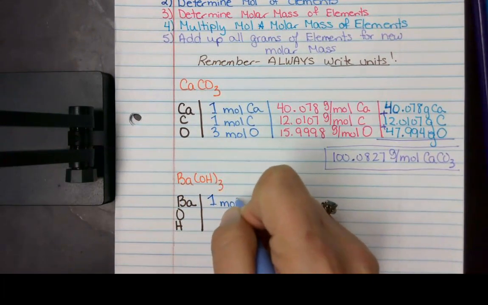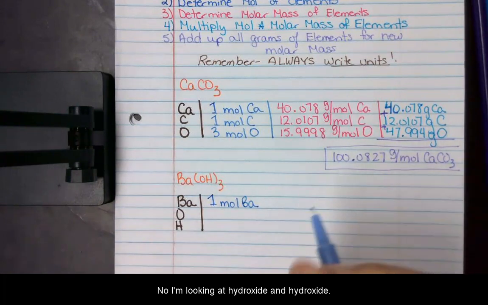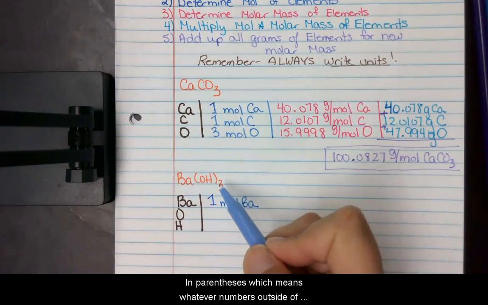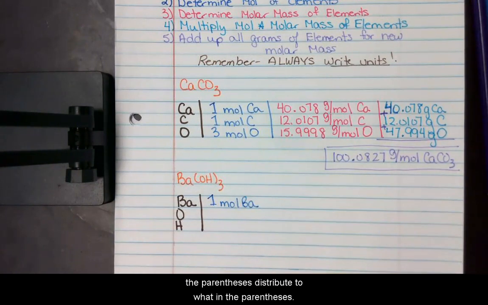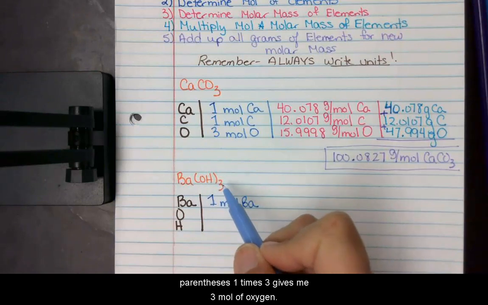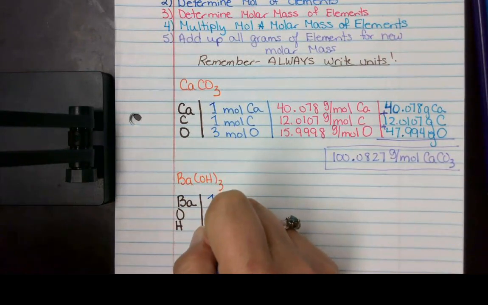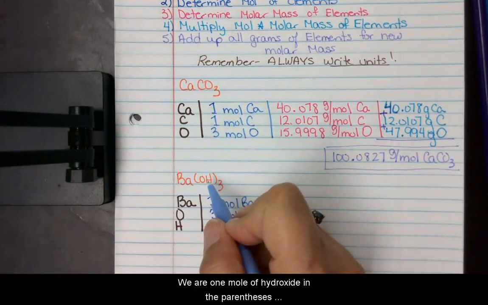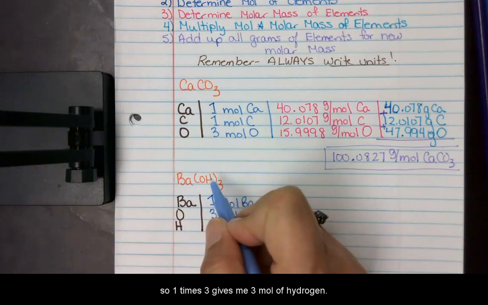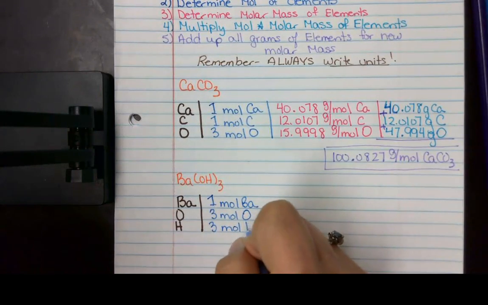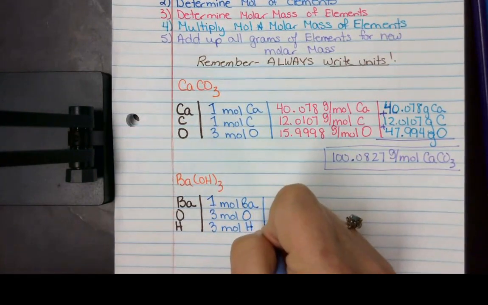We have 1 mole Ba. Now we're looking at hydroxide, and hydroxide's in parentheses, which means whatever number's outside of the parentheses distributes to what's in the parentheses. So we have 1 mole oxygen in the parentheses, so 1 times 3 gives me 3 mole of oxygen. We have 1 mole of hydroxide in the parentheses, so 1 times 3 gives me 3 mole of hydrogen. And then we finish up our next column.